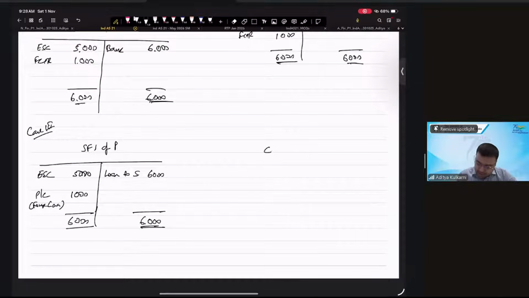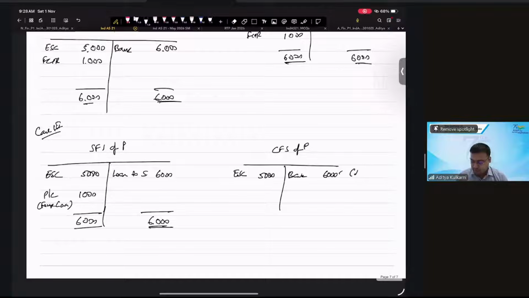Now, in the consolidated books of the parent, equity share capital 5,000, bank 6,000. This is of the subsidiary. Now here, I cannot put it as P&L because the group is not going to get exposed to this P&L value. The group as a whole will collect this only on closure of the subsidiary.